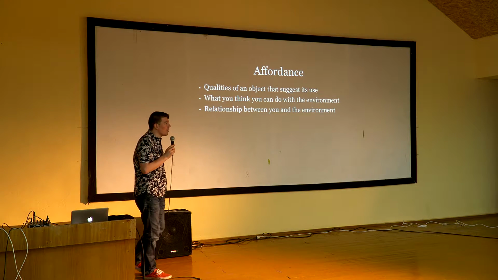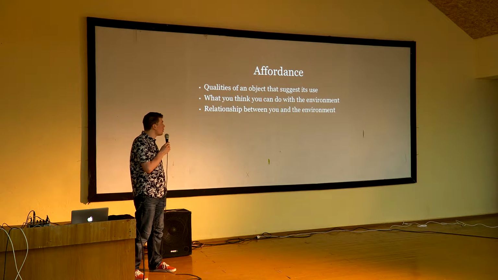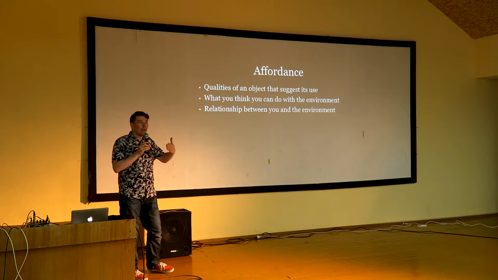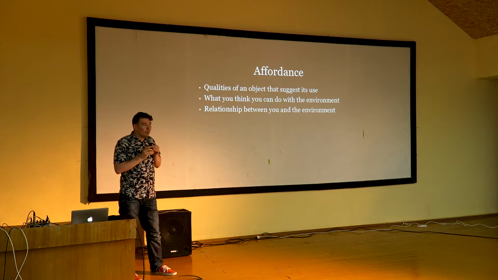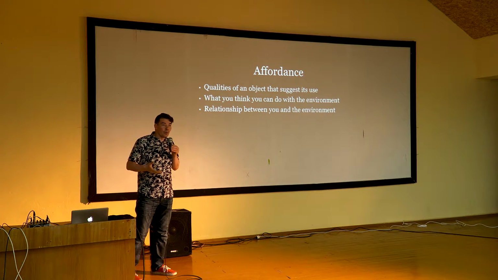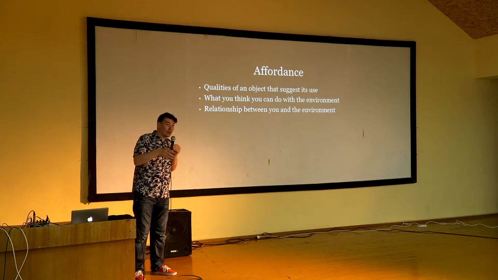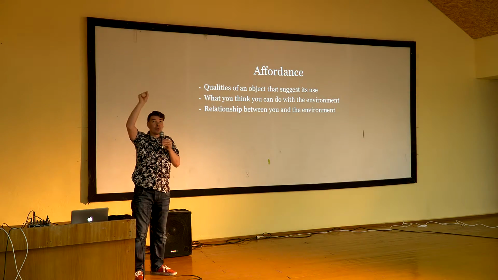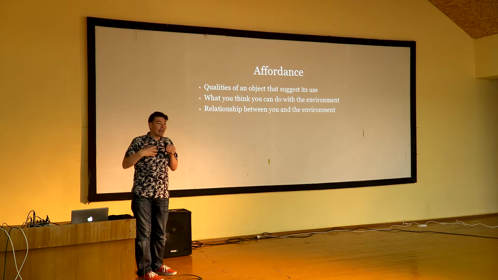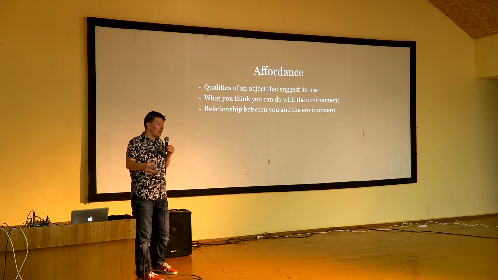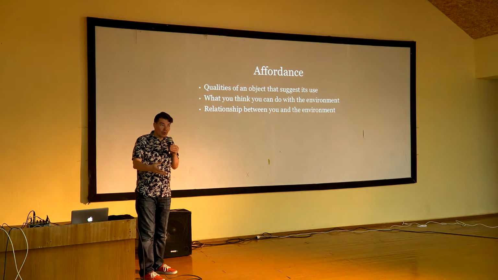A key concept here is the concept of affordance. Affordance is a word that means what do we think we can do with an object. So the affordance of a chair, for example: a chair affords that you sit on it, or maybe you throw it, or maybe you can climb on the chair and reach up. So these are the things that, when we look at the chair, we think we can do with it. And affordance is interesting because it is a relationship between you and the object.